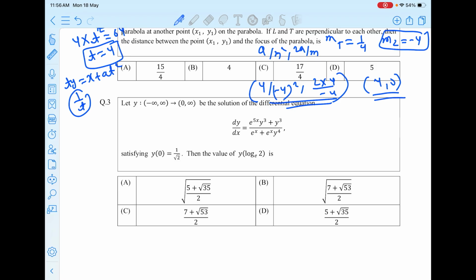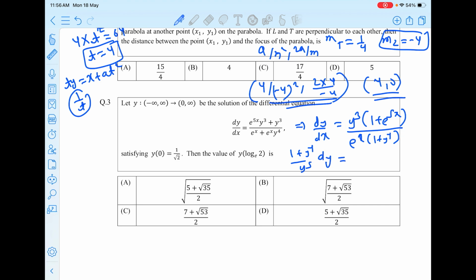If it is a differential equation, they have given a very easy differential equation, because by looking at the differential equation itself, the first step we apply is take y cube common from the numerator and e power x common from the denominator. Now it's variable separable. So (1 plus y power 4) by y power 5 dy is equal to (1 plus e power 5x) by e power x dx.